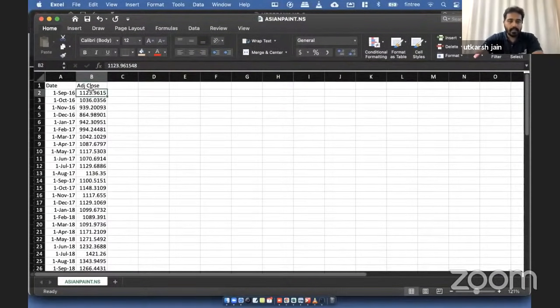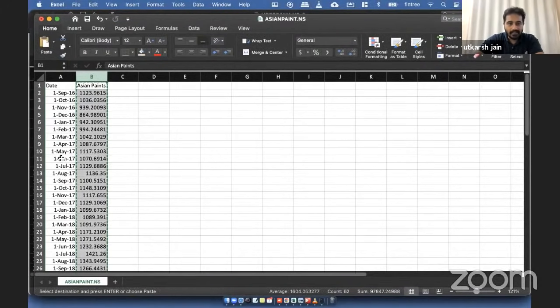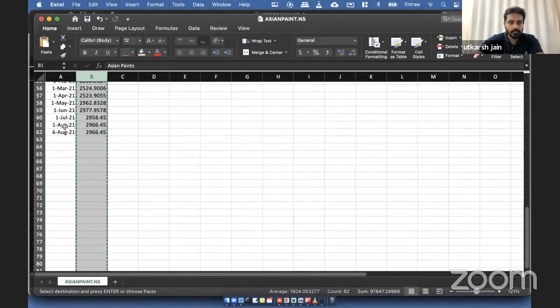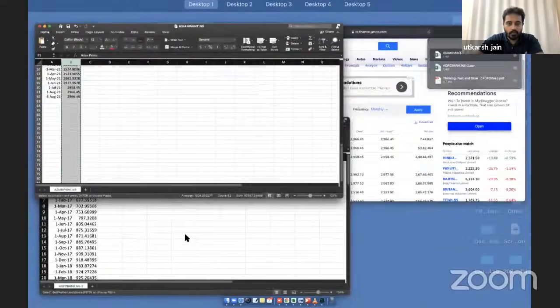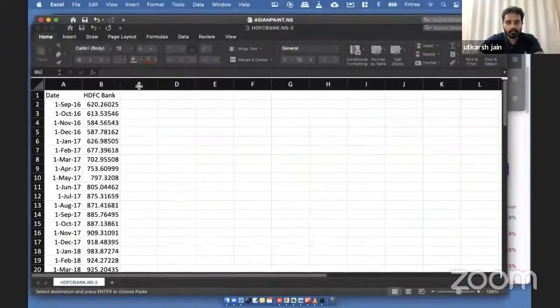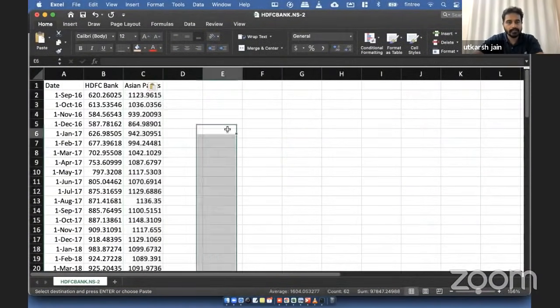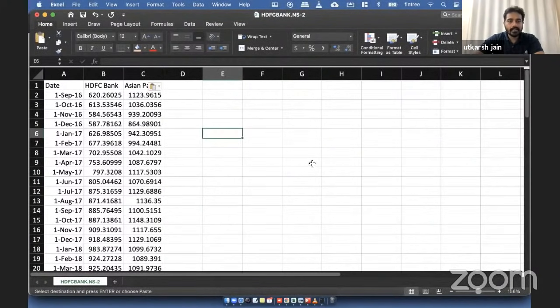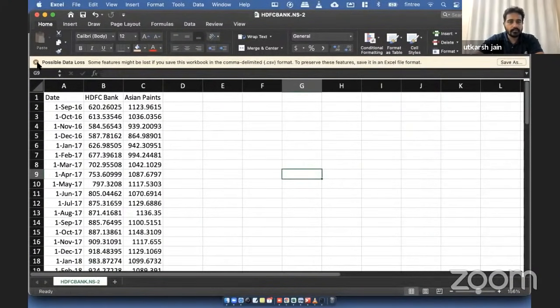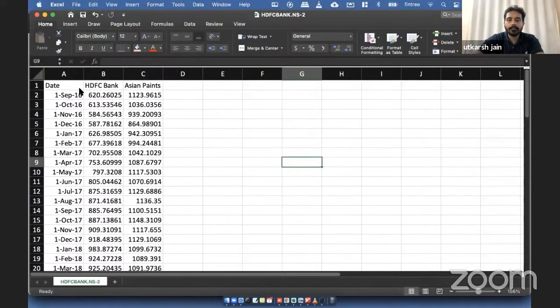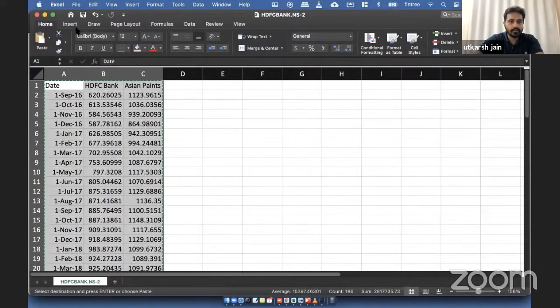Now, because I need this data comparable in one single file, what I'm going to do is just copy paste this column. The dates are comparable, 1st September to 6th of August. I'm going to go to the previous Excel file and paste the data here. So now we have one single file where both of these data points are available. And I think I'll have to create a new Excel file with a different extension. So just give me a minute.